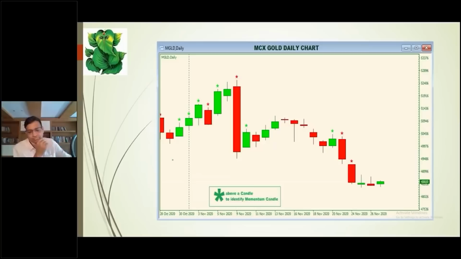So here is a gold chart. To identify the momentum candles, I do this with a star on it. I love stars, so I'm always celebrating with stars. Okay. So I have coded all my programs accordingly. I place a star over there. That means all the other candles do not have the momentum.